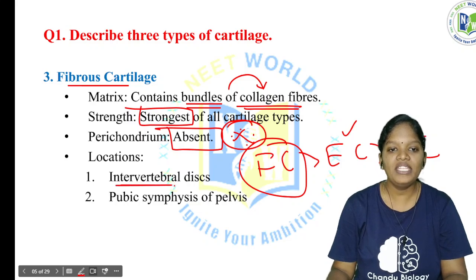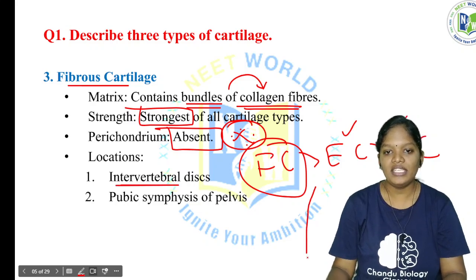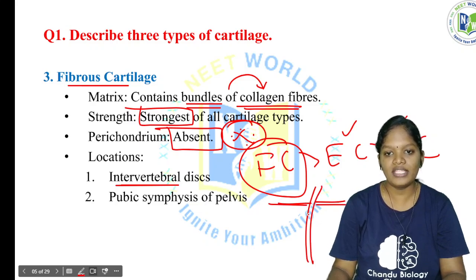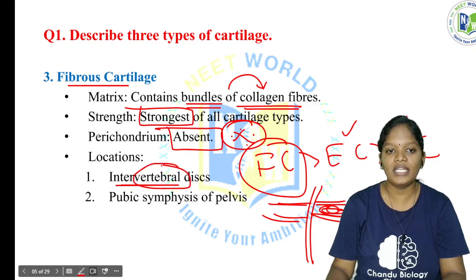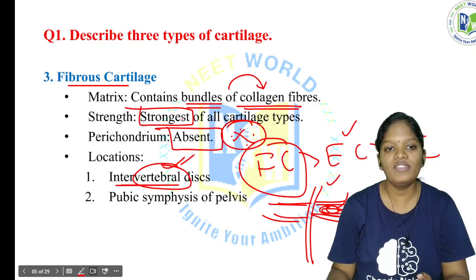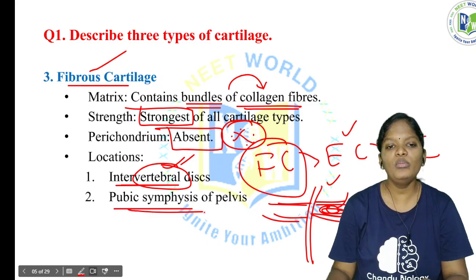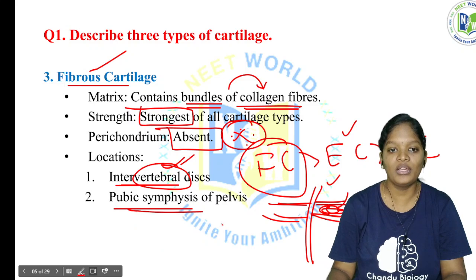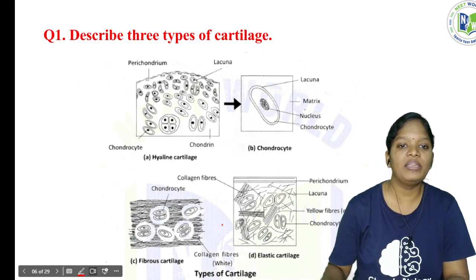It is present in the intervertebral disc. See, this is a vertebral column. This is the center part, and here we can also see the bone. Here also we can see the bone, and this is the bone. So this is the bone, this is the bone. Between these two bones we can see the intervertebral disc. So between these two bones we can see the fibrous cartilage. Also the pubic symphysis of the pelvic girdle. Here also we can see the fibrous cartilage.